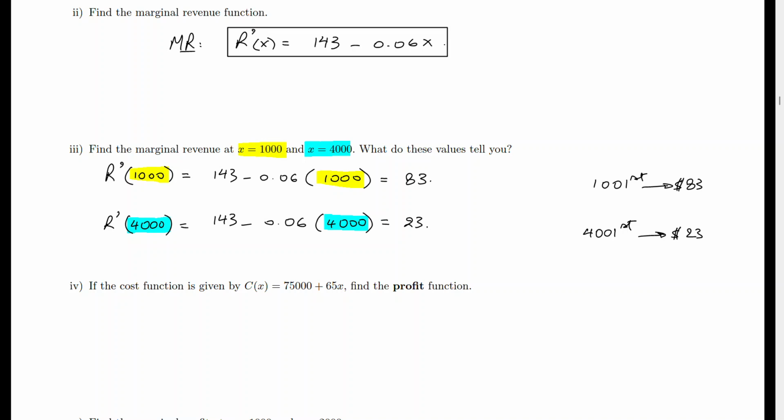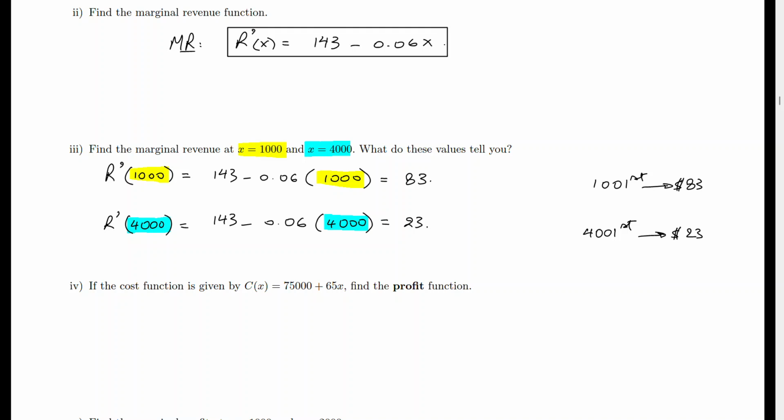You might be wondering how this makes sense. Maybe to sell 4,001 speakers, I have to put some ads on TV or radio or the internet, and advertise, maybe give some discounts to customers, or whatever the case may be. But I'm getting less revenue from selling that additional speaker once I've reached 4,000 than I did when I had sold 1,000 speakers and then sold an extra one. The revenue was better when I was selling the 1,001st speaker.